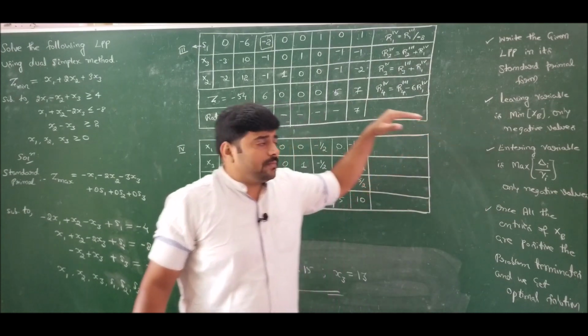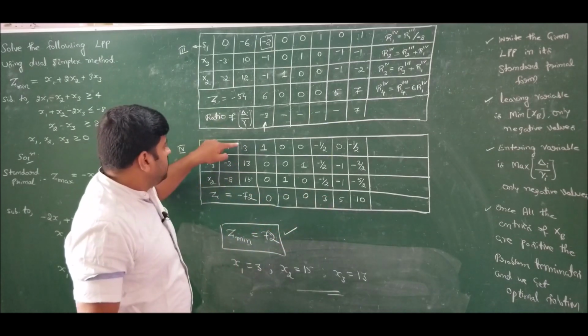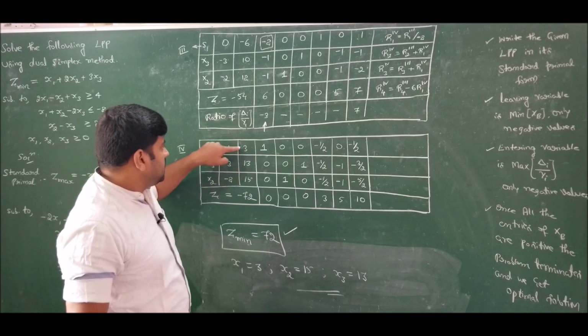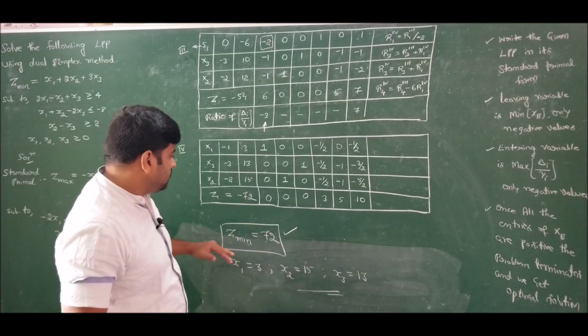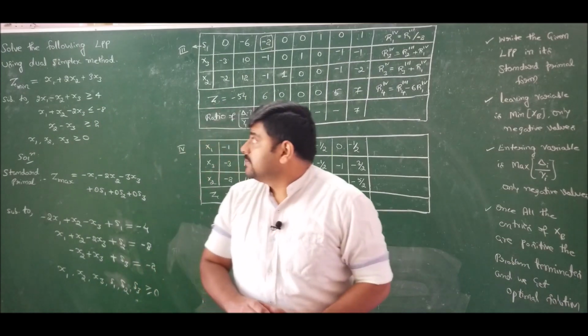So using which you keep proceeding ahead until you get all the entries in the xb column as positive. Once all the entries in xb column are positive, the problem terminates. We got the optimal solution. So this is how you should solve problems on dual simplex method.